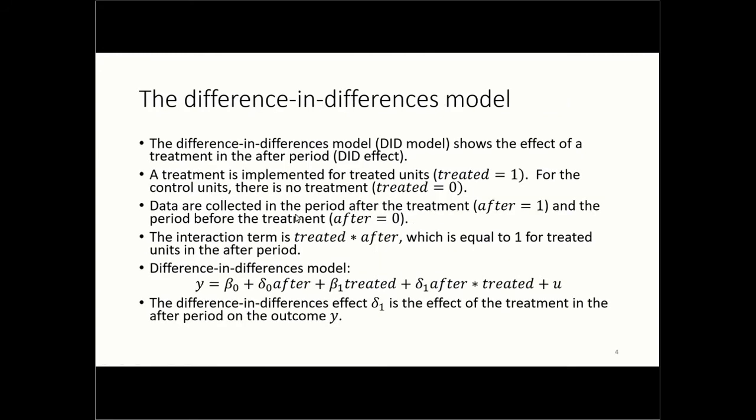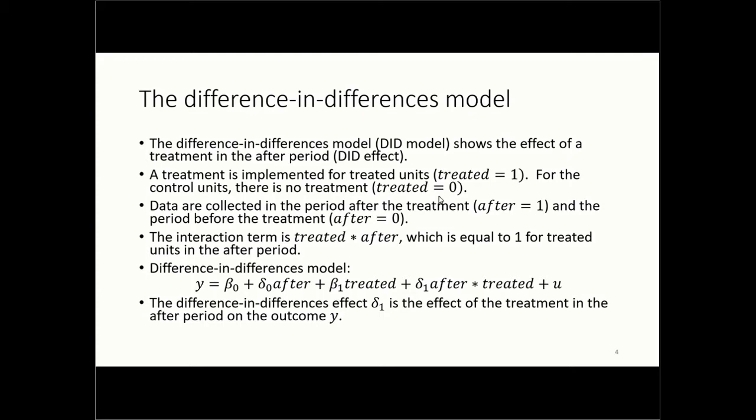So here's the basic setup of a difference in differences model, which shows the effect of a treatment in the after period. Here we would have a treatment being implemented for the treated units. So here treated would be equal to 1. And for the control units, there will be no treatment, so treated would be equal to 0. Again, in the setup, we need to have treated units for which the policy or the program or the change was implemented, and then the control units for which such treatment was not implemented.